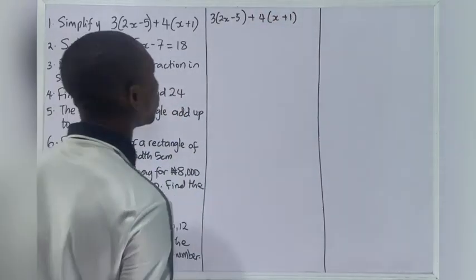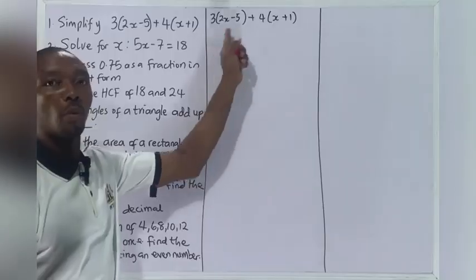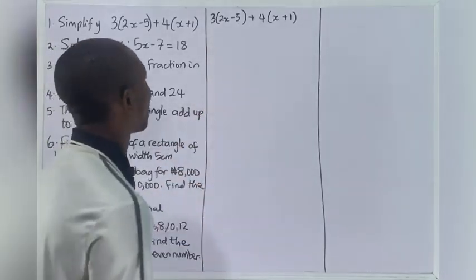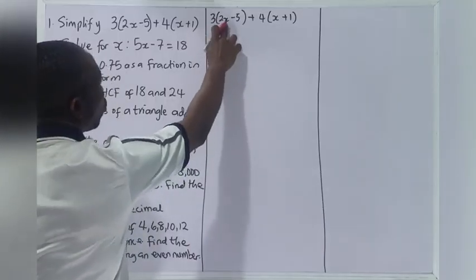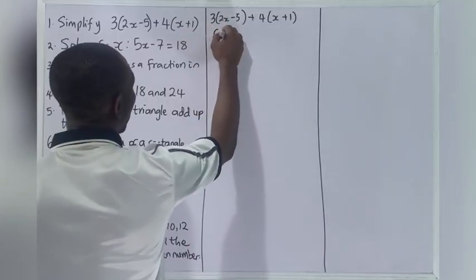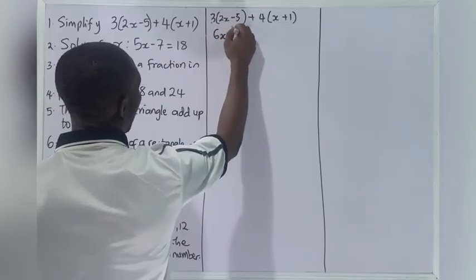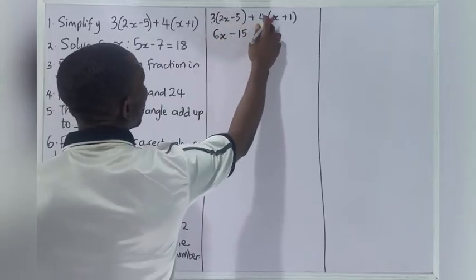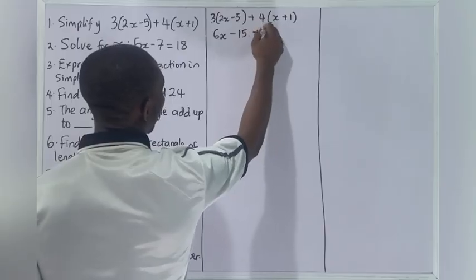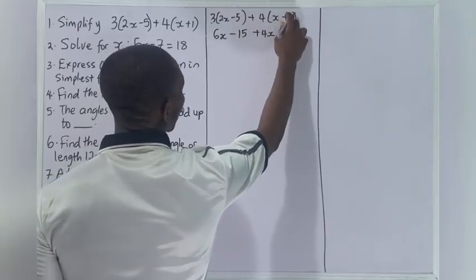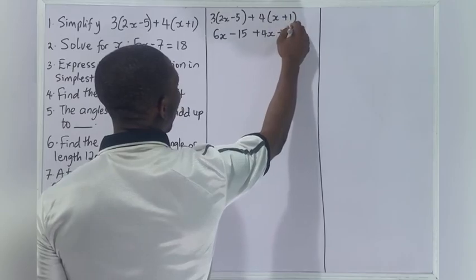Now, the first thing to do here is to open up our brackets. So let's expand this bracket. 3 times 2x will give us 6x. 3 times 5, minus 15. 4 times x, plus 4x. And 4 times 1, plus 4.